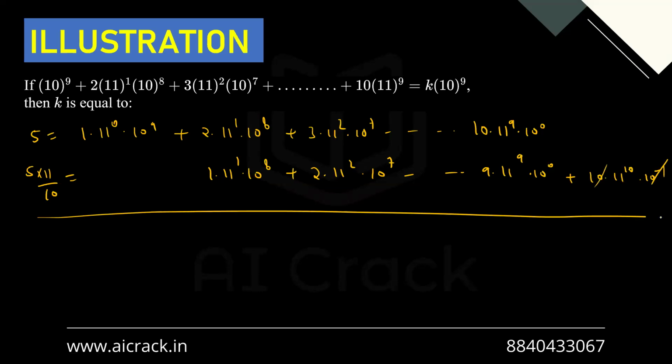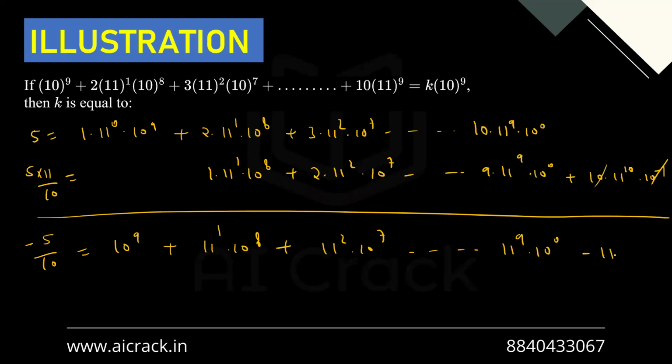Now we subtract both of them, and we'll be getting minus S by 10, right? When we subtract this one from this one, we'll be getting minus S by 10. Now this is alone, it is not having any pair, so that would be 10 is power 9 only. Now this becomes 11 is power 1 dot 10 is power 8. Now this becomes 11 square dot 10 is power 7. This becomes 11 raised power 9 dot 10 is power 0, and this itself is minus 11 raised power 10.